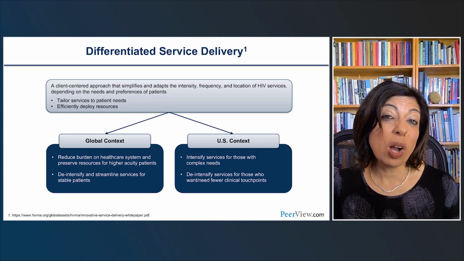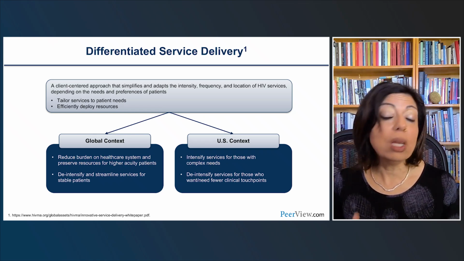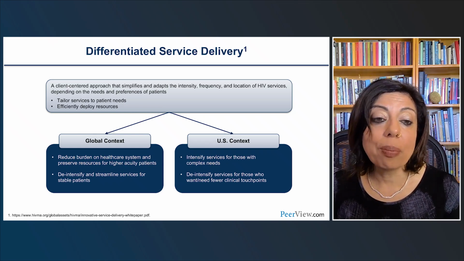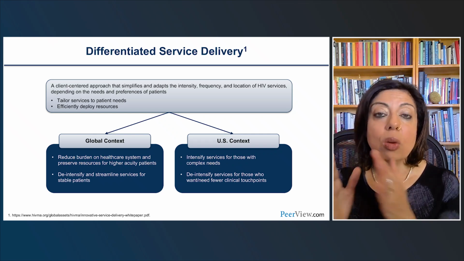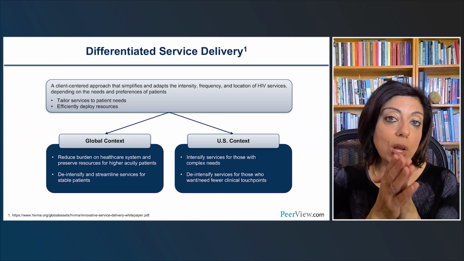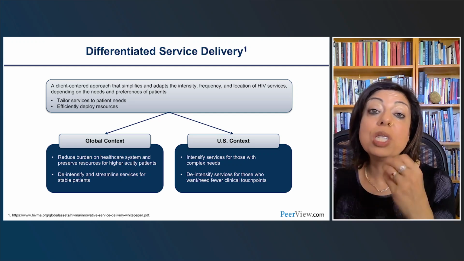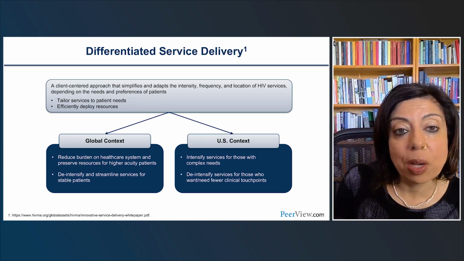For those who are doing well, who could take their HIV therapy, go to seeing them every 6 months or 1 year in the global health setting. In the US context, really intensifying services for those with complex needs, and for those who can take their pills every day and are doing well, de-intensify services and have them come in less often.